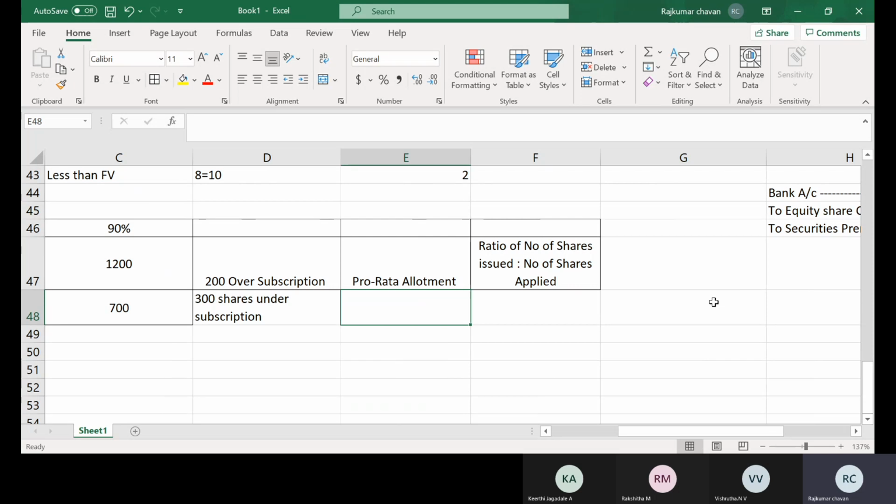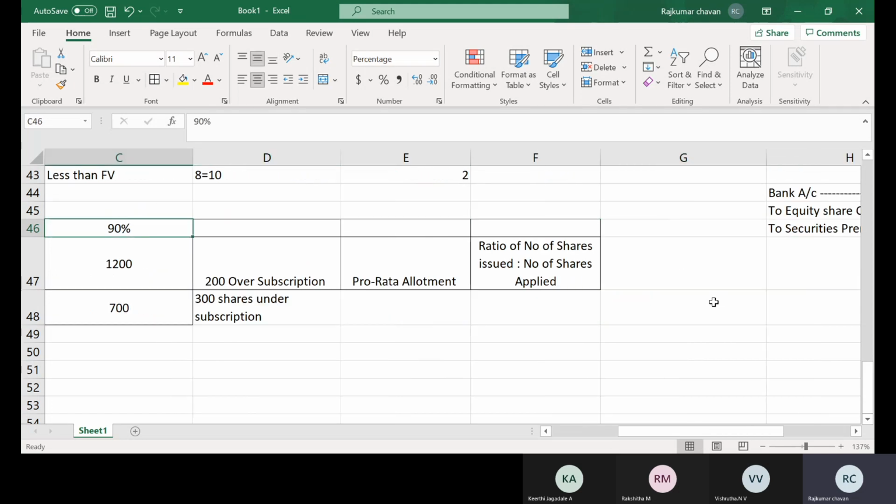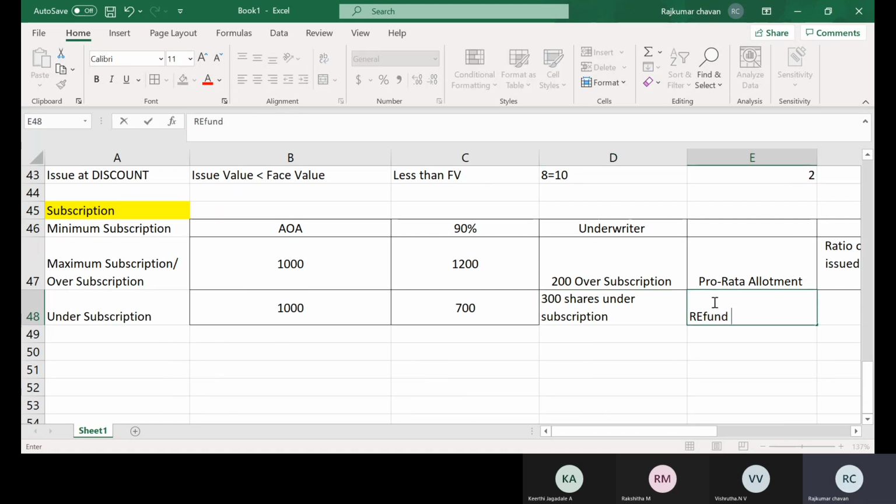Now you tell me, sometimes what does the company do if they don't get 90%? Then they have various options. They will call for the underwriter, which we are going to see later on. The last part is underwriter only. Some companies, if they get under subscription, refund the money of the shareholders.